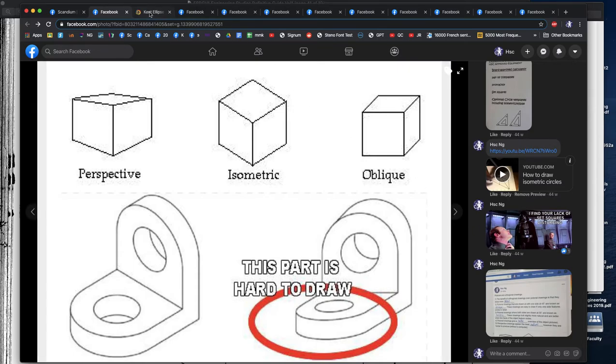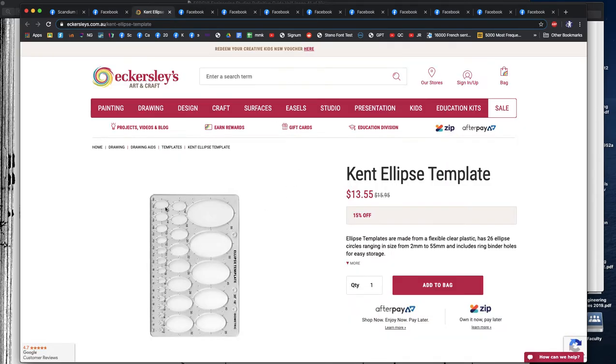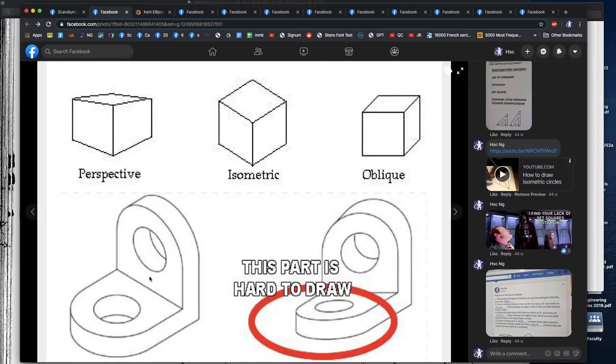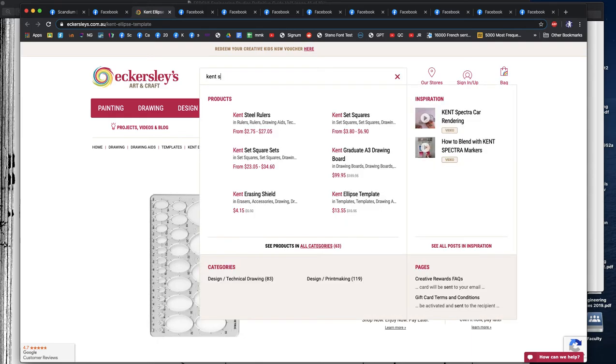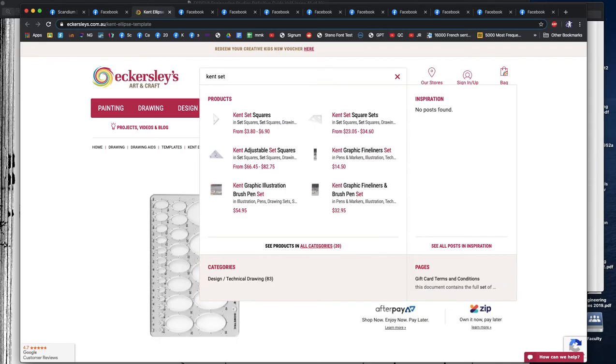Okay, so this is an ellipse template, and ellipse templates can be used to draw these shapes here, these circles on an isometric drawing. So that's their value. I'm going to shout out, when we talk about set squares, that I really like having a good set of set squares.